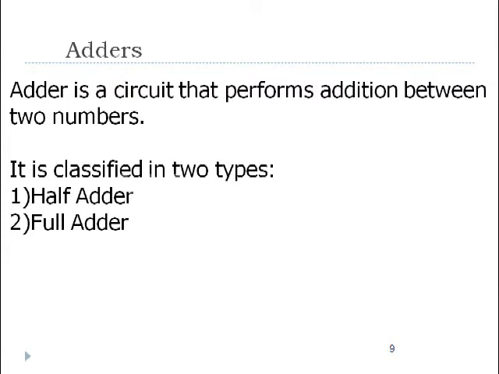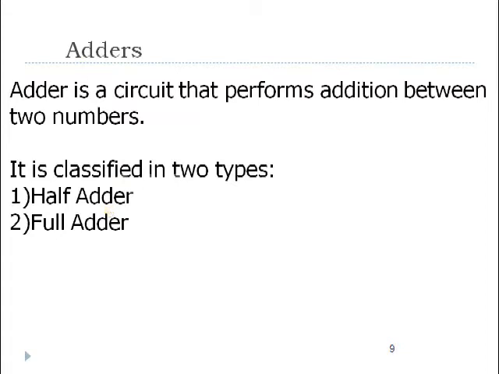As we know, adders are mainly used for performing addition between two numbers, and these two numbers might be decimal, binary, hexadecimal, or octal. But when it comes to digital systems, as we operate only on binary numbers, these adders are called binary adders. They are classified into two types, that is half adder and full adder.